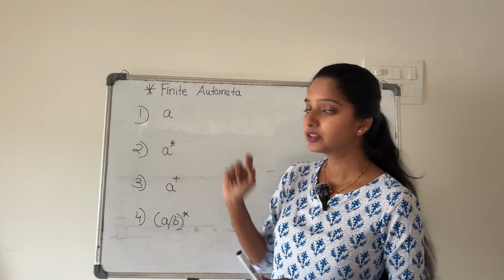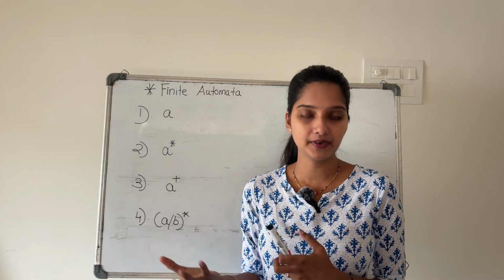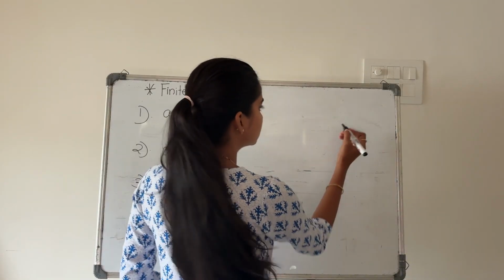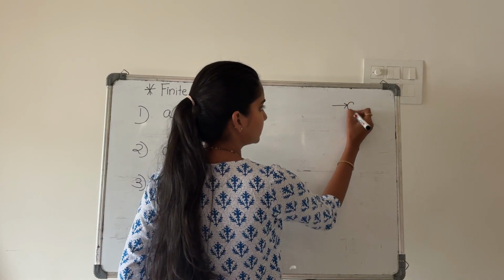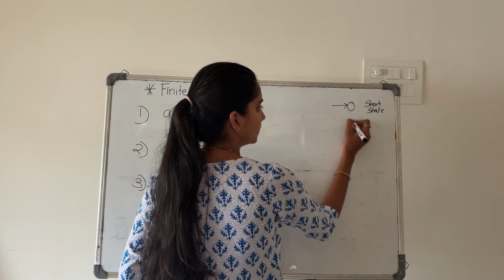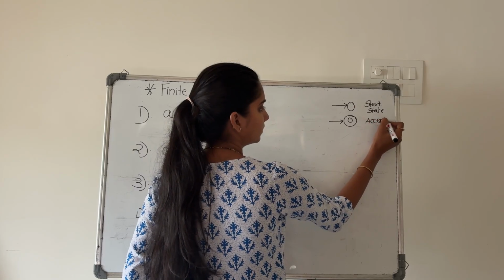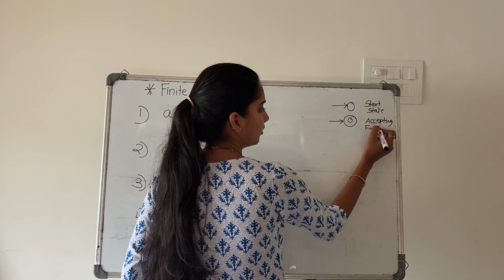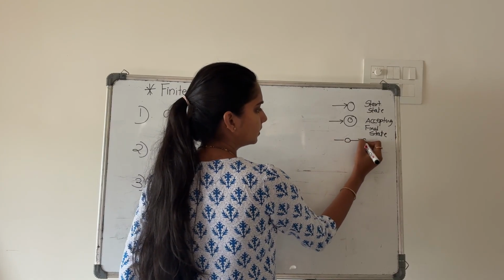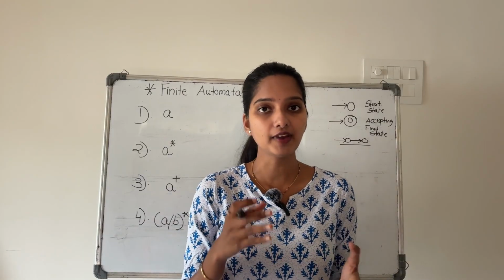As we know, a finite automata consists of a starting state and an accepting state, and there can be multiple states in between. This is going to be my start state, and this is going to be my accepting or final state. In between there can be multiple states. Making use of this, we can construct a finite automata.